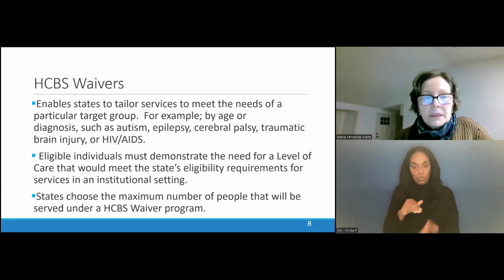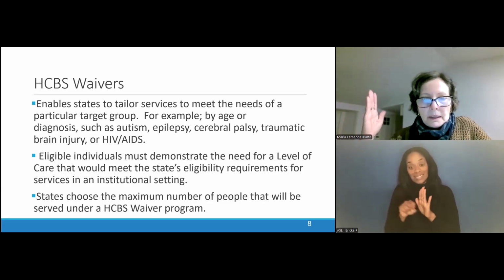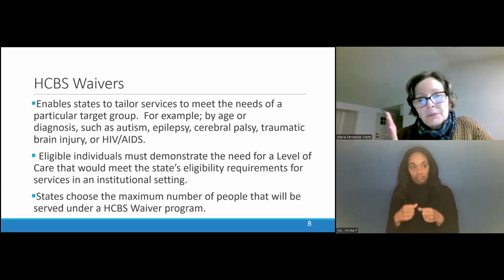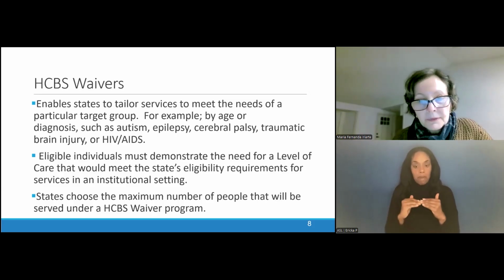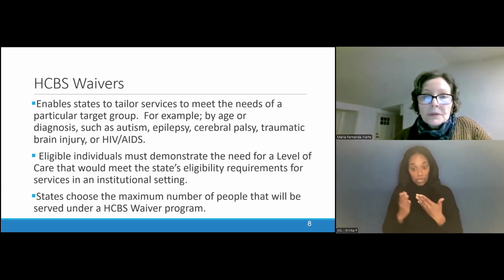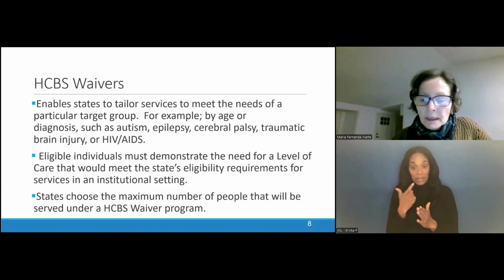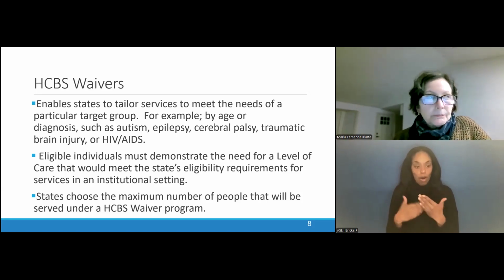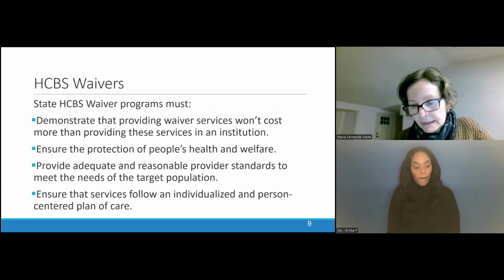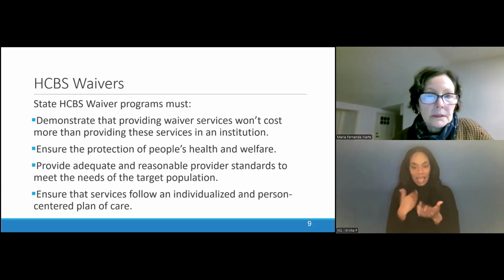And under these waivers, the state can choose the maximum number of people they want to serve under the waiver. So some of these waivers will have waiting lists because the slots have been used up. The only waiver that traditionally has not had and does not have a wait list is the DD waiver. It's got a lot of slots.